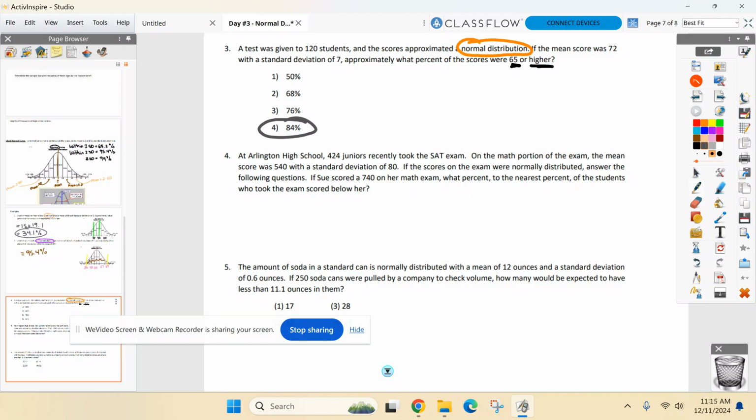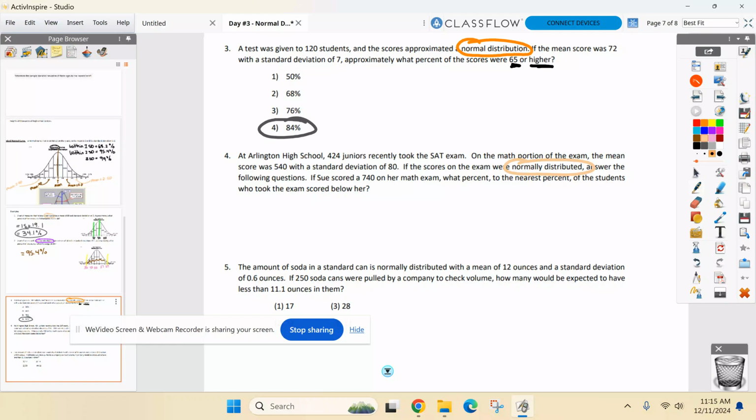But as we go to number 4, you just can't write down a percent without showing work. So what work do I need? Let's talk about it. Go to number 4. 425 on the SAT exam. Mean of 540. Standard deviation of 80. Hey, that is my signal right here. I see the term normally distributed. I'm going right to the calculator.